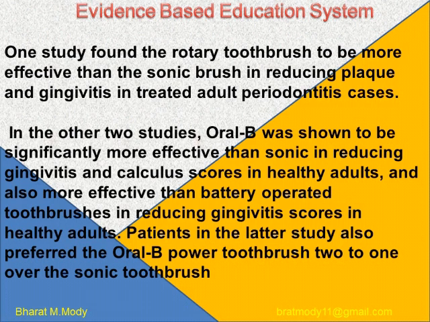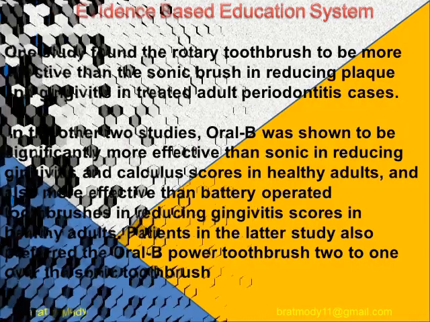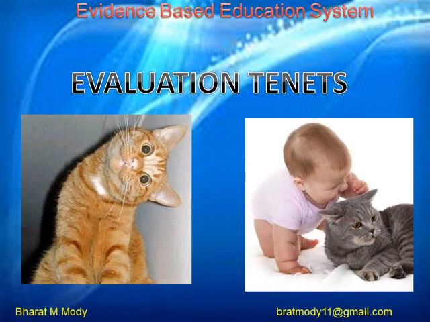Another study had used a rotary toothbrush, and there the plaque and gingivitis in adult periodontitis was studied and found to be effective. In two other studies, Oral B was shown to be significantly more effective than sonic in reducing them. So when you go through all these studies, you come to know that yes, the rotary toothbrushes are effective and they are better than sonic toothbrushes. And the main thing is, what was the outcome? The gingivitis score and the periodontal health, those were the things that were evaluated.